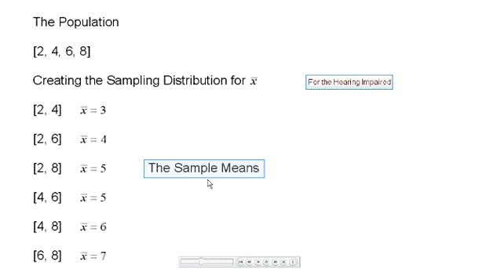Now that we have generated our sample means, we will associate each mean with its appropriate probability. To do this, we will use the classical approach to probability, in which each outcome, in this case our sample means, has an equally likely chance of occurring.